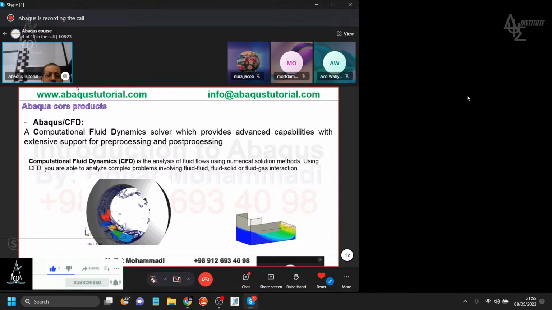Computational fluid dynamics (CFD) is the analysis of fluid flows using numerical solution methods.